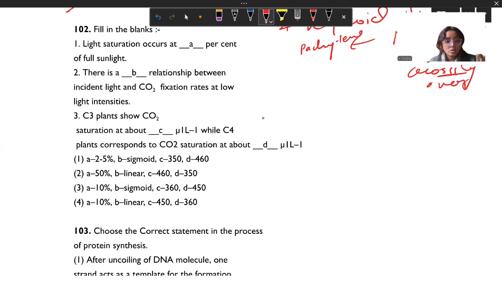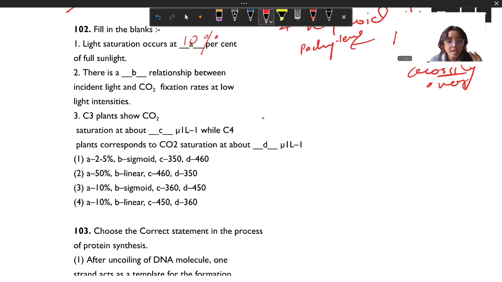So fill in the blanks. Light saturation occurs at what percent? At 10% of full sunlight. When a plant is receiving 10% of the full sunlight, there is saturation of light, which means the plant cannot further utilize light energy. So when 10% of the maximum sunlight reaches the plant, that is when the plant is fully saturated and cannot receive more sunlight, or to be precise, cannot utilize more sunlight.